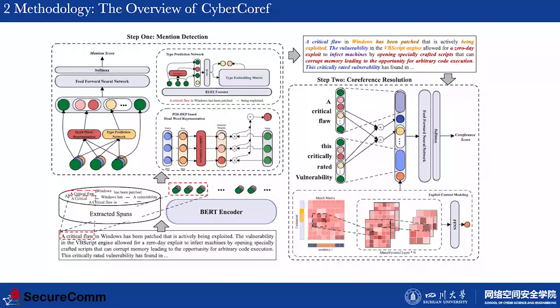This is the overview of our proposed model CyberCorave. It follows the steps I just mentioned. Firstly, the spans will be extracted from the raw input text, and the raw input text will also be encoded by a coder. Then each span and its corresponding embeddings generate a span representation vector used for mention detection. The extracted mentions will compose mention pairs, and we can determine whether they are referring to each other based on the constructed mention pair representation vector.